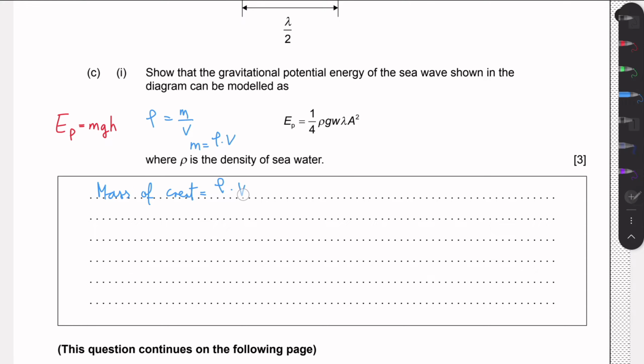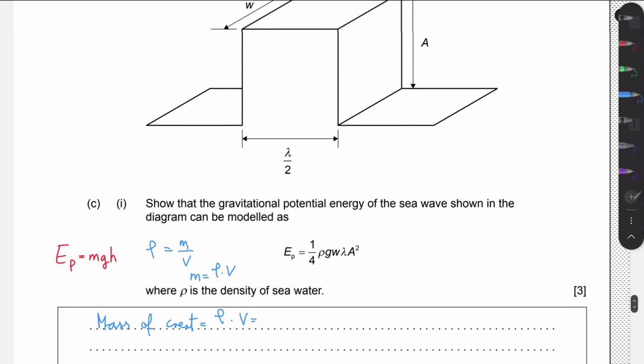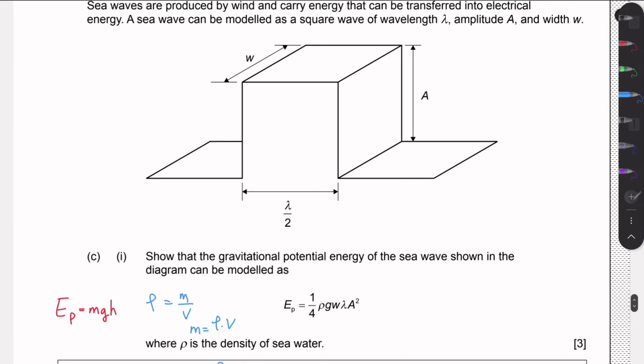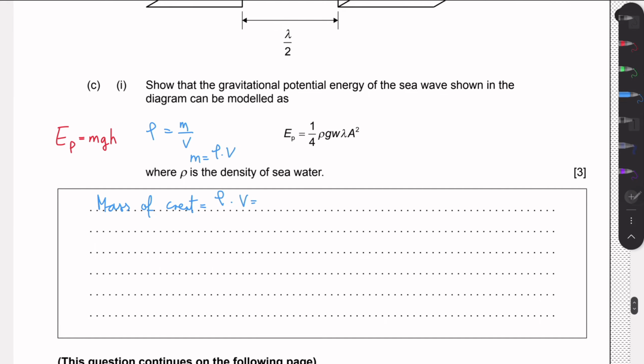And well, the volume we can also calculate as we just have a cuboid with 3 sides given. We just have to multiply all 3 sides, and that will be the volume of our crest. So it will be density times lambda over 2 times A times W.